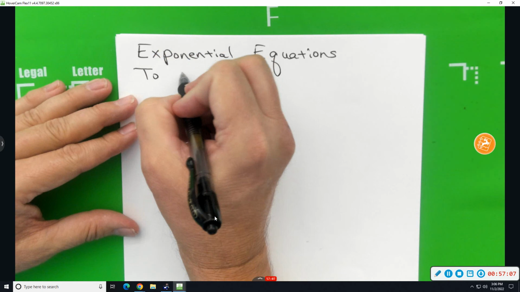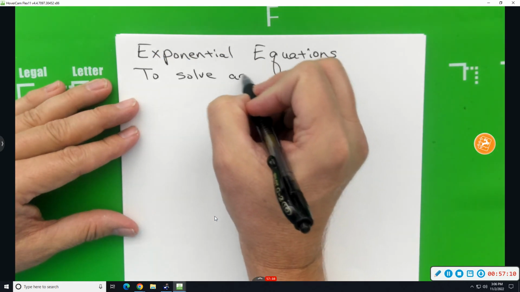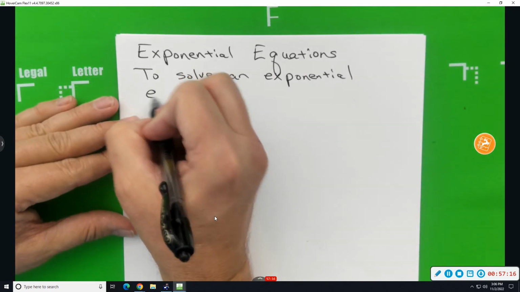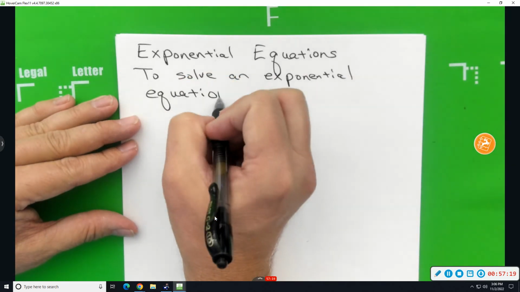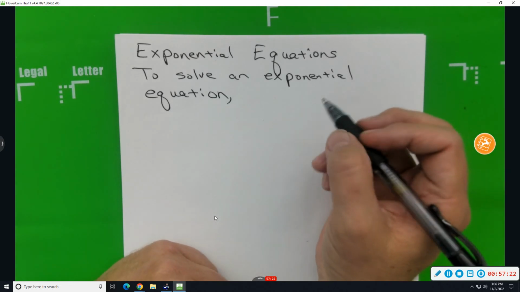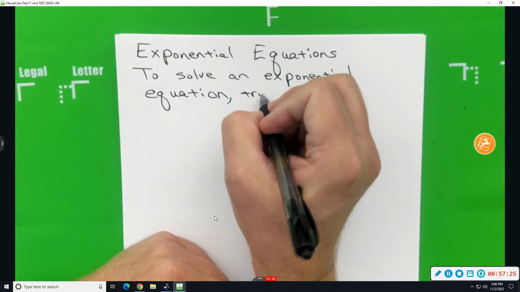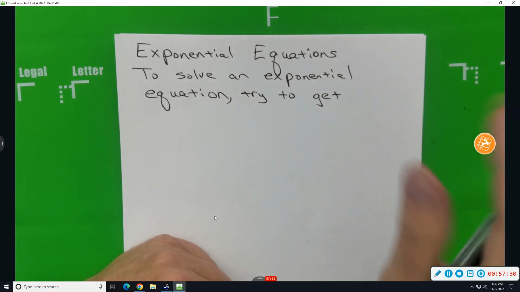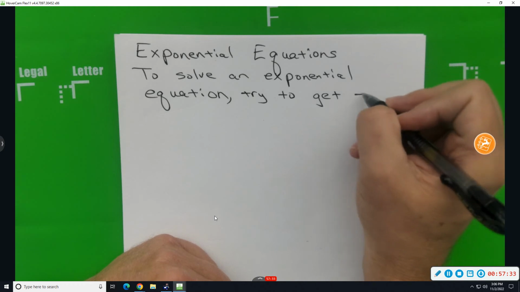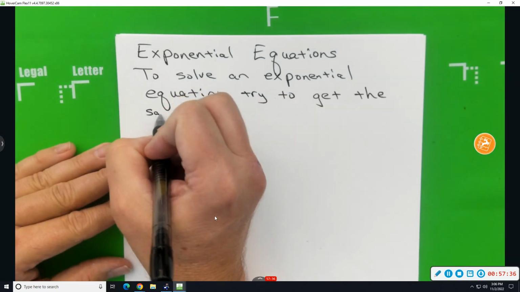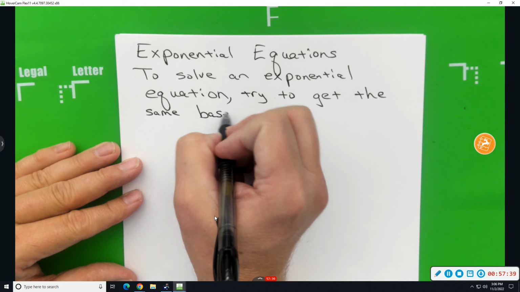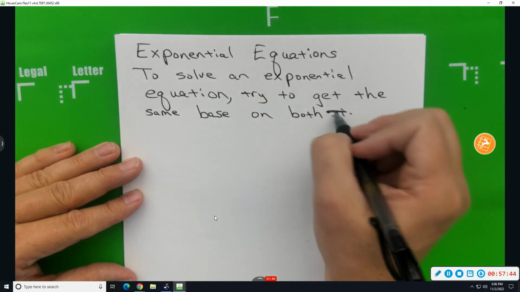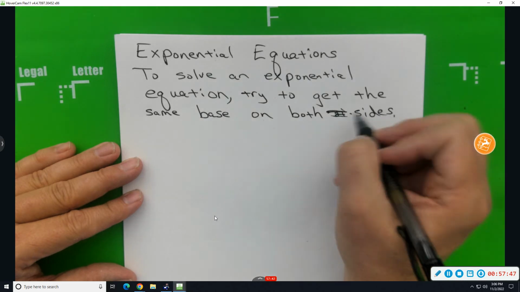I'll say, to solve an exponential equation, try to get the same base on both sides. Remember, the base is the thing that's written down low, the thing that's being raised to the power. Try to get the same base on both sides.